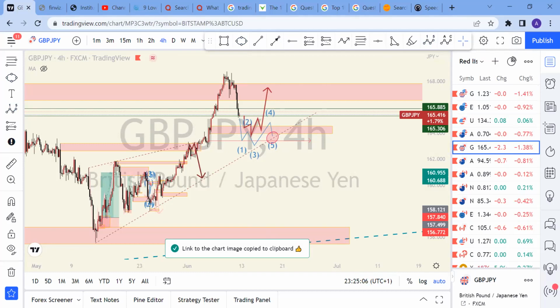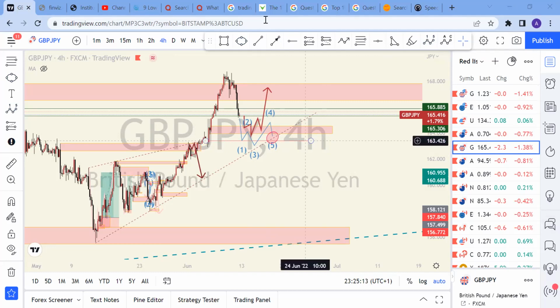Be sure to run proper analysis. Watch out for your preferred entry criteria before you say, oh yeah, I took this trade based on recommendation.